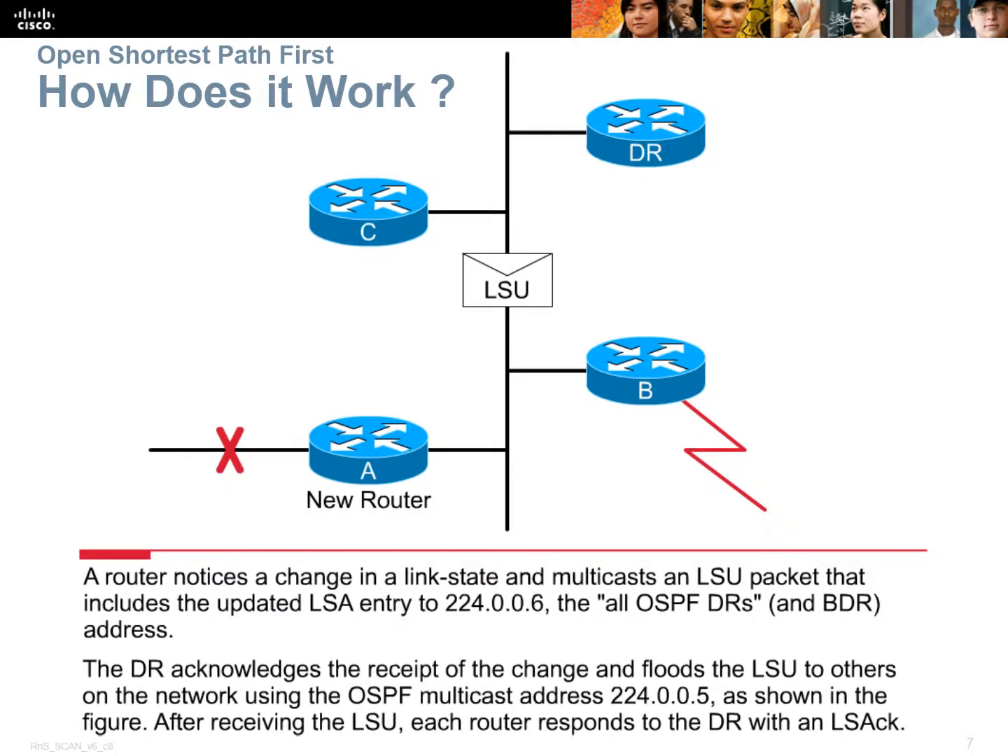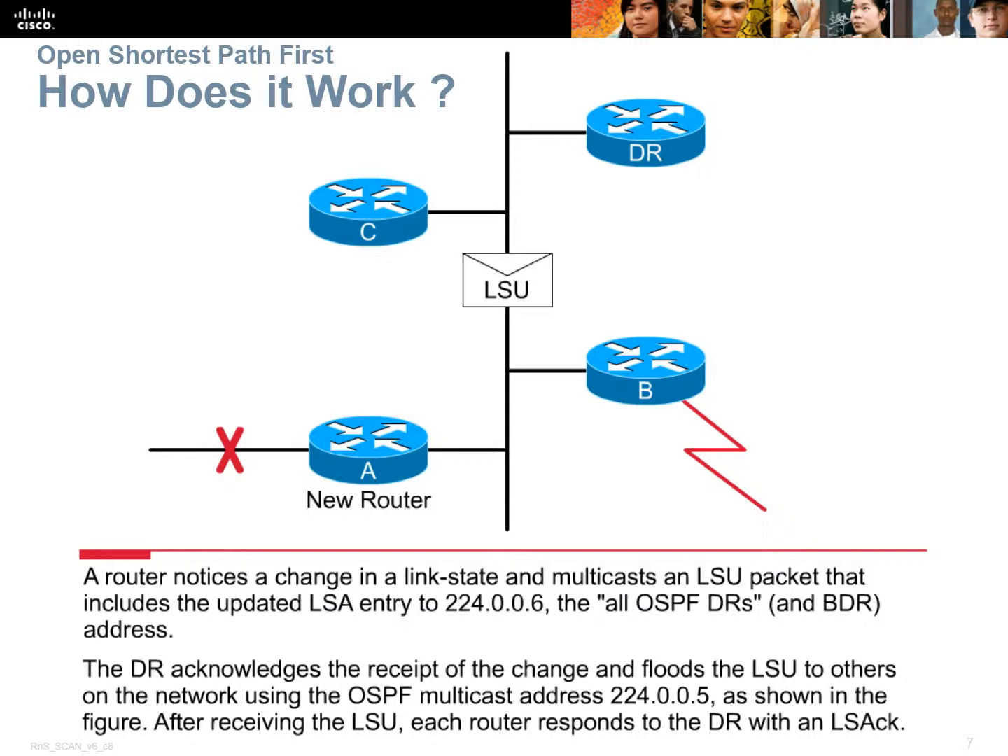So, router A down here has got a problem. One of his networks has gone down. So he sends an update to the designated router, saying I've got a problem with the network. Just animate that again. So, link goes down on router A, we send a link state update to the DR, and the DR acknowledges that.